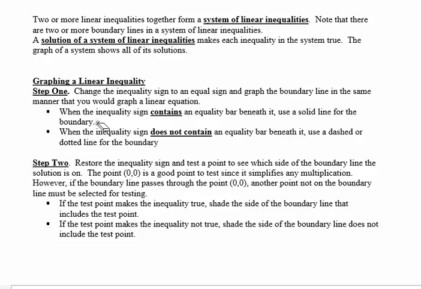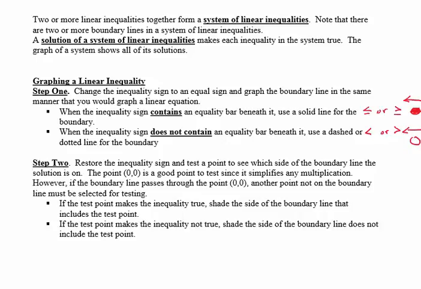Now it says if there is a bar beneath the inequality symbol, that's going to be either greater than or equal to, or less than or equal to, then you're going to have a solid line. So anytime you have this or this, you'll have a solid line, a solid circle on a number line, and a solid line when you graph. Whenever you don't have that bar beneath it, you're going to have an open circle on a number line, and you're going to have dashed lines when you graph. So that's the big difference there. Make sure that you've got dashed little lines.